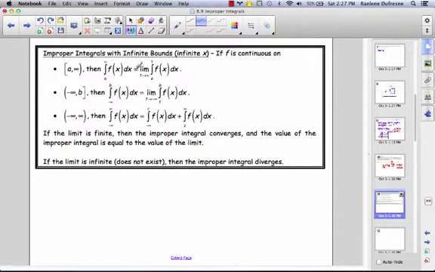So, improper integrals with infinite bounds, we are going to proceed by changing the improper integral into a proper integral with a bound of t, and we are going to evaluate the limit. If the limit is finite, then the improper integral converges, and we can say that the value of the improper integral is whatever the limit value worked out to be. But if the limit is infinite, does not exist, then the improper integral does not exist either, and we say that the integral diverges.